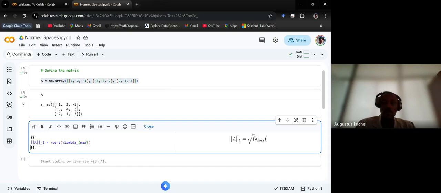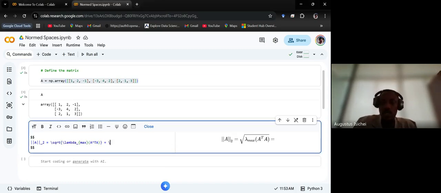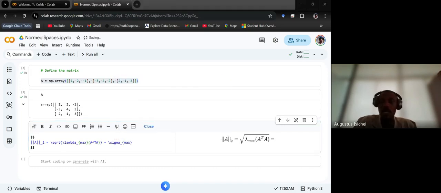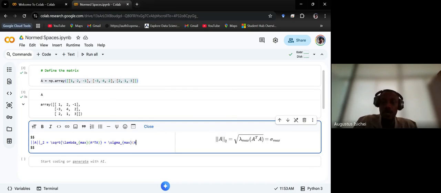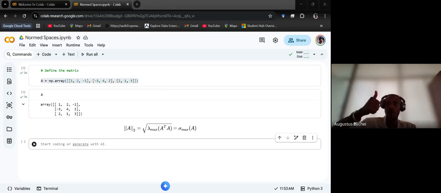Lambda max of A raised to power T times A, and this is equal to sigma max of A. This is the formula, right? If that's the formula, give me a thumbs up.